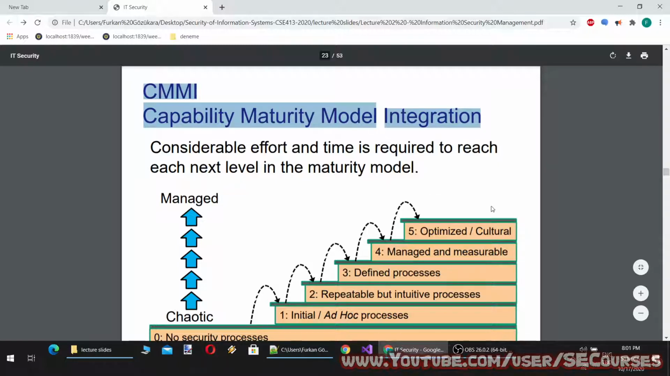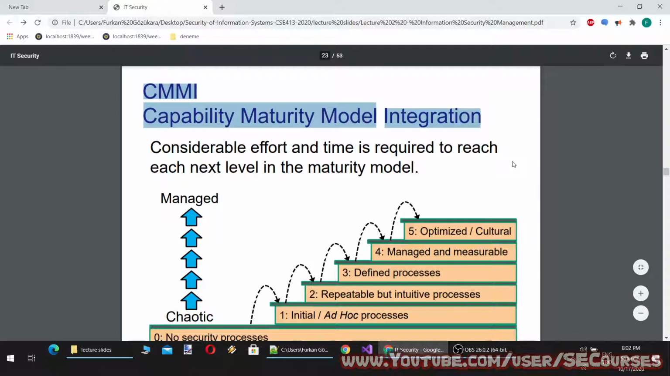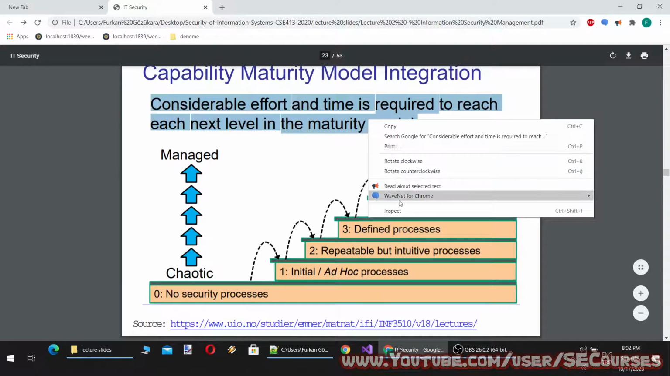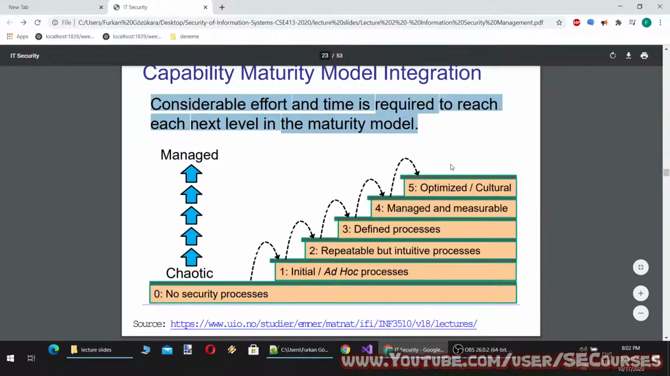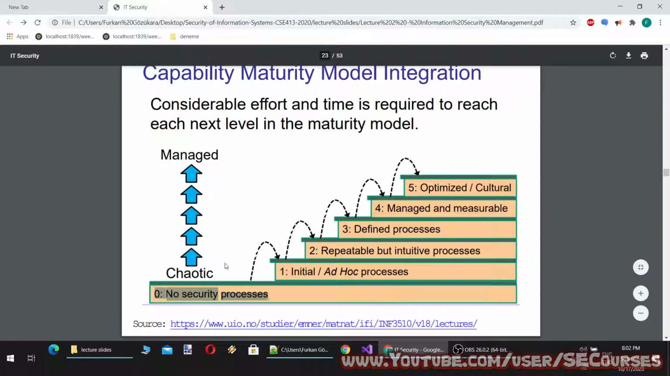CMMI, capability maturity model integration. Considerable effort and time is required to reach each next level in the maturity model. So the first level is no security. 0. No security processes. It is chaotic. Okay, and with each level we will become managed.